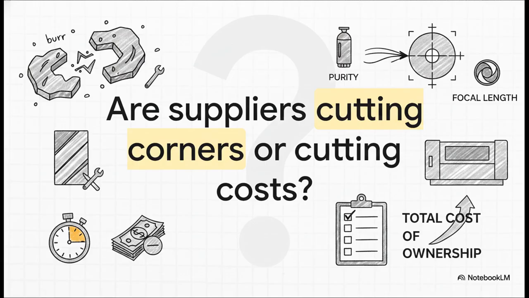Take this checklist, reevaluate your supply chain, and start demanding a better total cost of ownership.